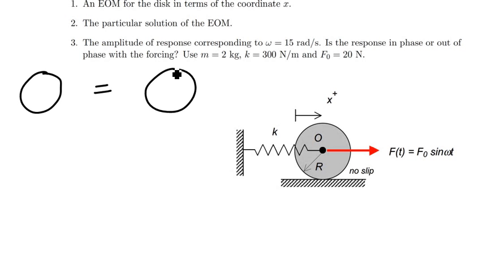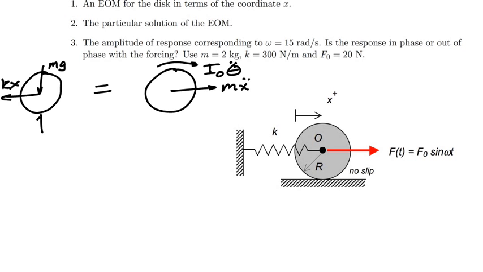And if I do so, I'll note that if x is positive to the right, then I can have an m x double dot also positive to the right, and to be consistent, since I'm rolling without slip, I'll have some I about O times theta double dot. And in terms of forces, if I move to the right, I'll have a spring force pulling back of magnitude kx. I will have the weight of the disk, which is mg. I'll have a normal force between the disk and ground, and I'll have a friction force. I'll also, of course, have the applied harmonic forcing given here to be f of t.